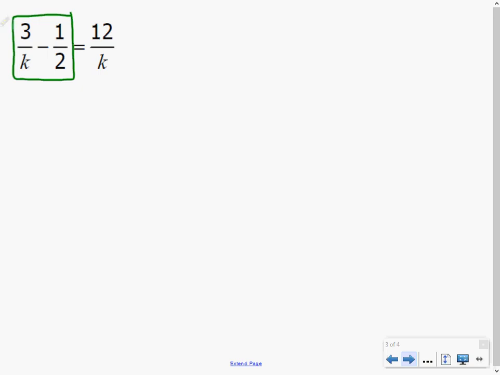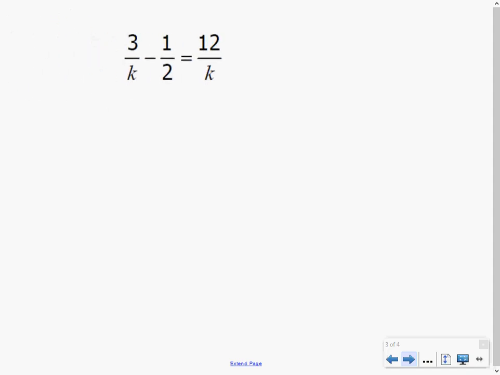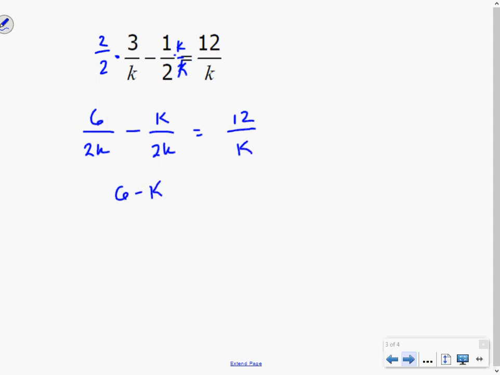So if I'm doing that, let me get some more room here. If I'm trying to get these to subtract, I need to get a common denominator. So I'm going to multiply like this. So my common denominator will be 2k. So I'll get a 6 over 2k minus k over 2k. So that's going to turn into 6 minus k all over 2k. So this is the point where we could cross multiply and solve.